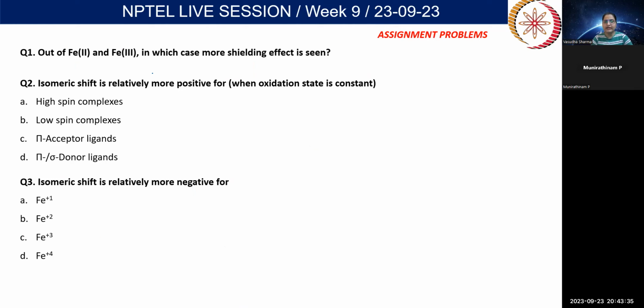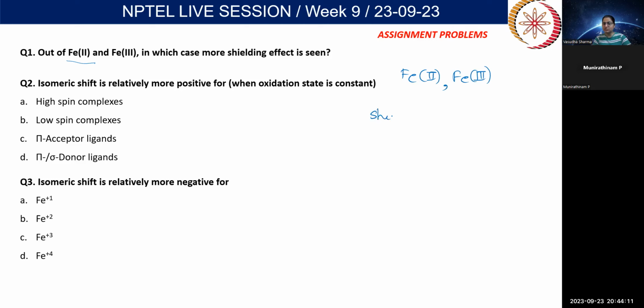Now, out of iron in +2, this has been written as an oxidation state, and iron in +3, which one is having more shielding effect? I'll just give you a hint. When you have been given iron in +2 and iron in +3, they are not talking about high spin or low spin. So general case. You consider both of them in the same state, either both in high spin or low spin, that you do not need to consider.